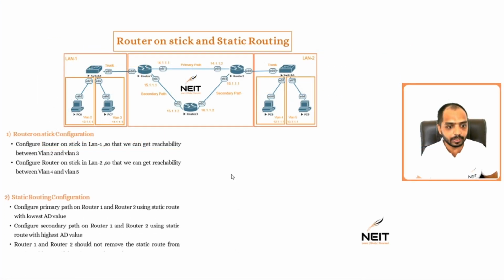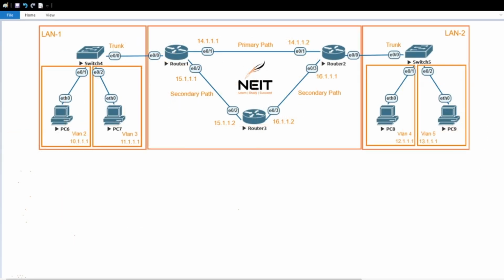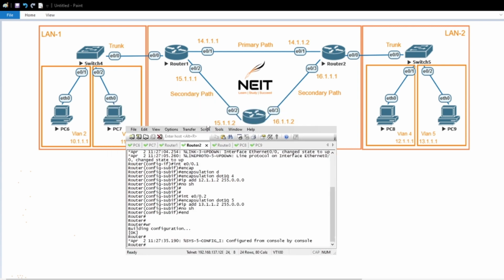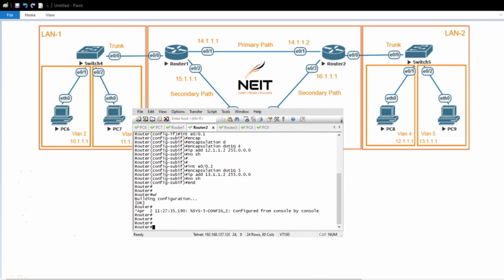Now the next task is the static routing configuration. We have to configure the primary path on router 1 and router 2 using a static route with the lowest AD value. By default the static route AD value is 1 only, so we will keep it 1 on both router 1 and router 2 for the primary path.